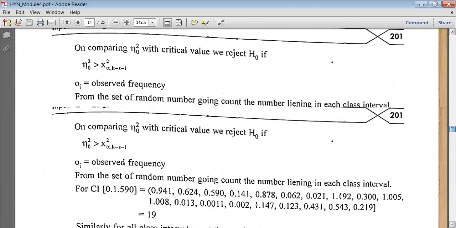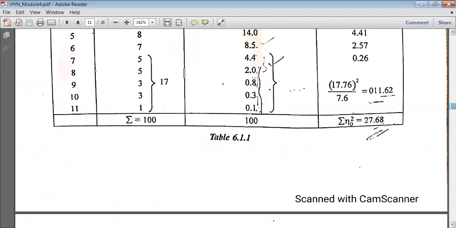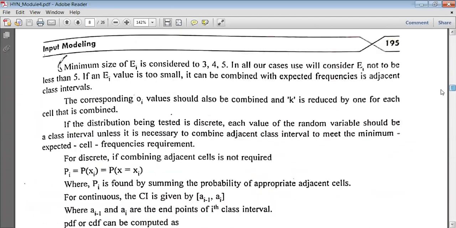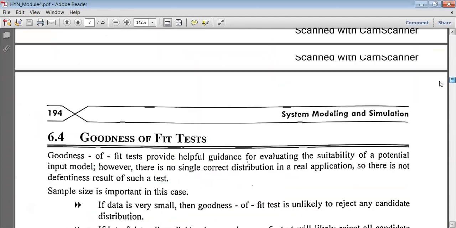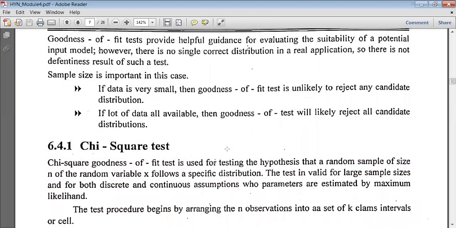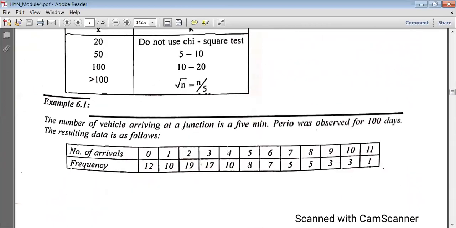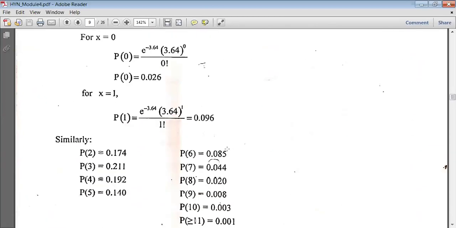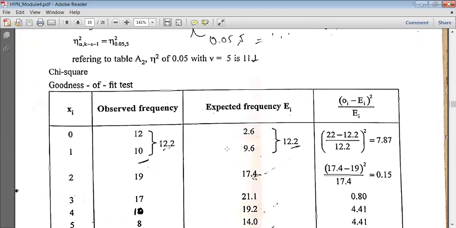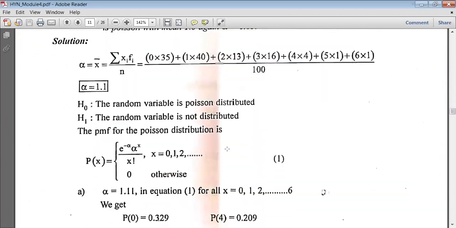So we have seen input modeling for the chi-square goodness of fit test and for the exponential distribution. The first problem under the chi-square goodness of fit test, I've already explained in the previous video, so just refer to that. We calculate the Poisson values, then find the observed frequency and expected frequency, and compare with the critical value alpha.